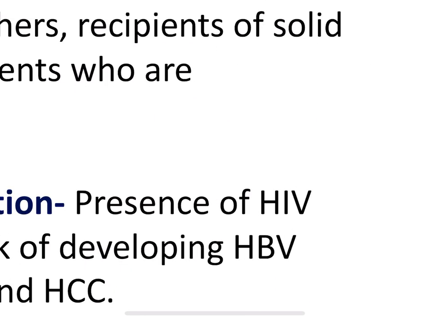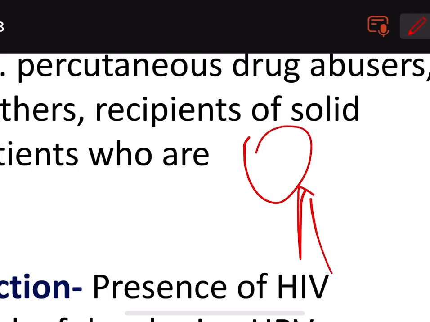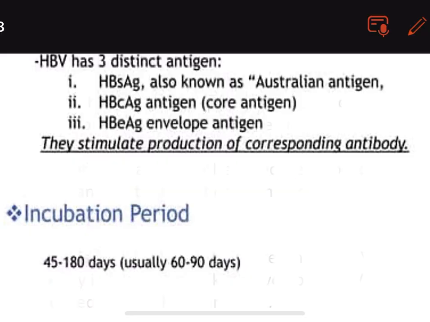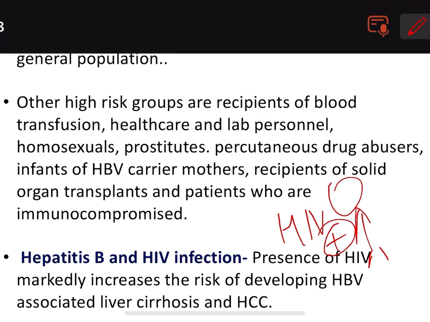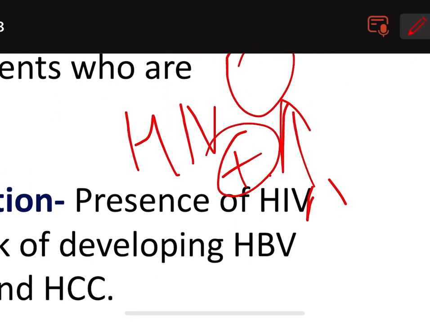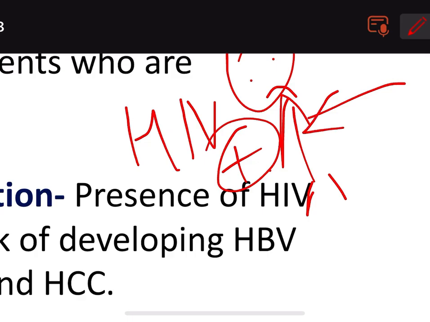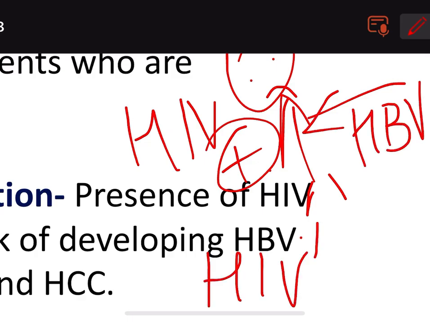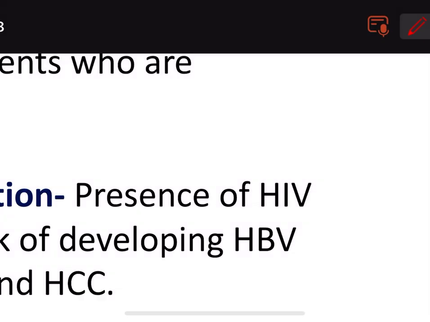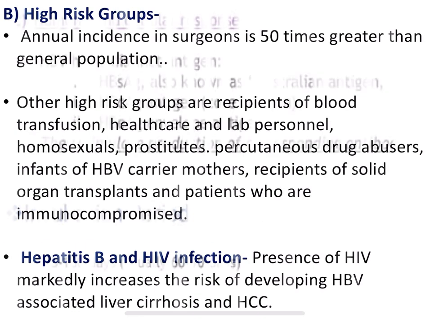Is it clear? The patient is already HIV positive, and now he is immunocompromised, so very easily HBV can affect him. He can contract both HIV plus HBV together, and this will lead to hepatocellular carcinoma, and it can also result in fibrosis, hepatic failure, cirrhosis of liver, etc.